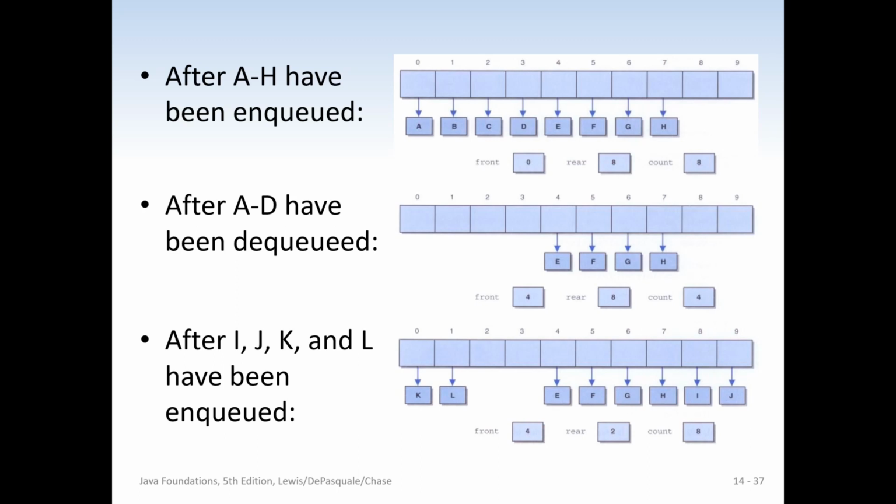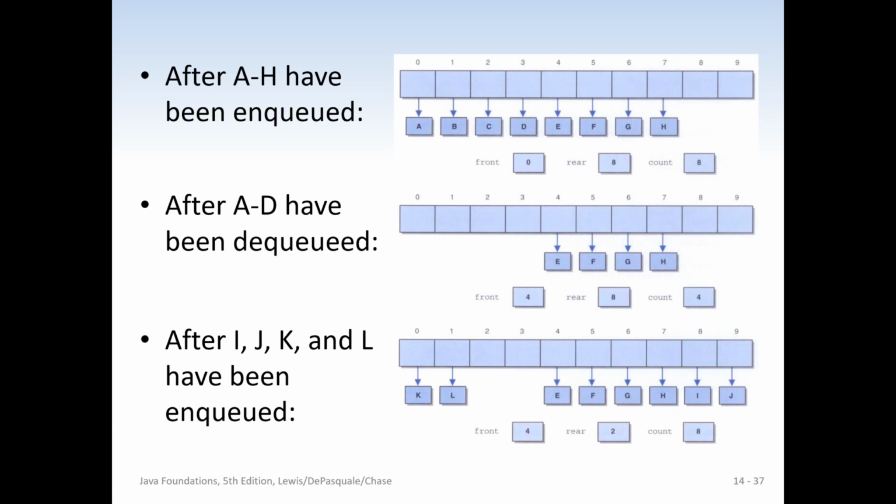So here is an example after we've enqueued A through H. We have front 0, rear 8, and count 8. After A through D have been dequeued, now our front is going to be 4, that E. Our rear is still at H.